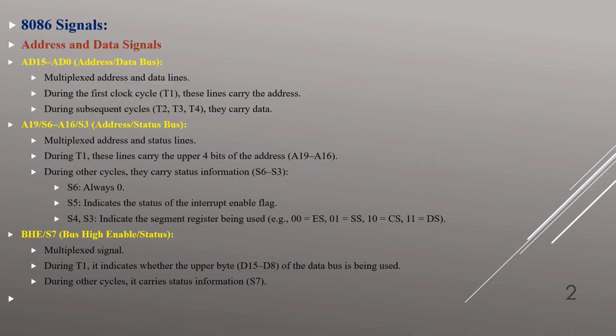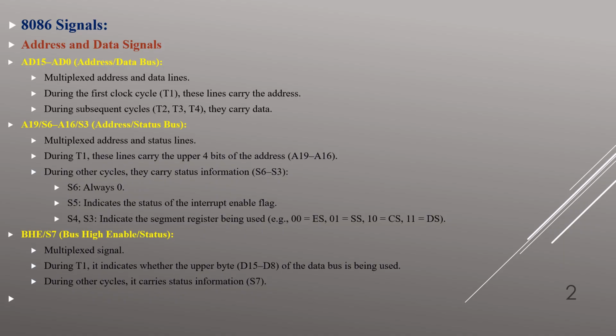S6 is always 0, indicating a fixed status. S5 indicates the status of the interrupt enable flag, which is crucial for managing interrupts. S4 and S3 indicate which segment register is being used, and 00, 01, 10, 11 are ES, SS, CS and DS, that we all know as extra, stack, code, data.